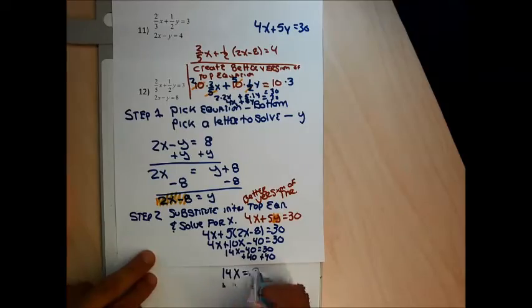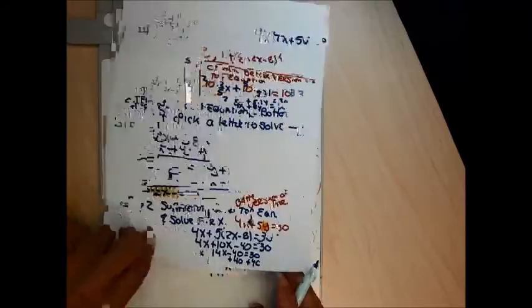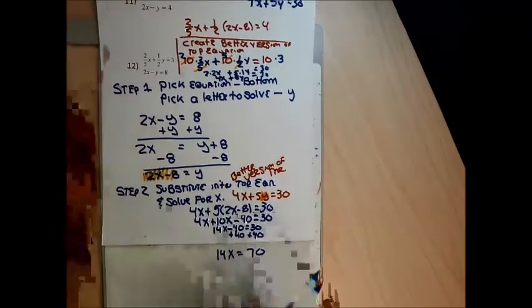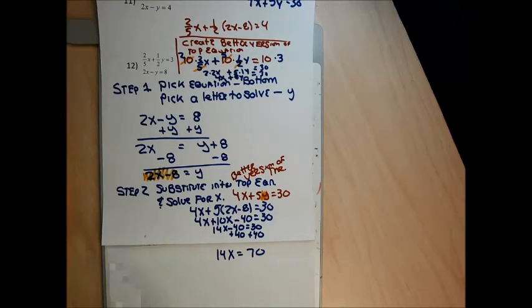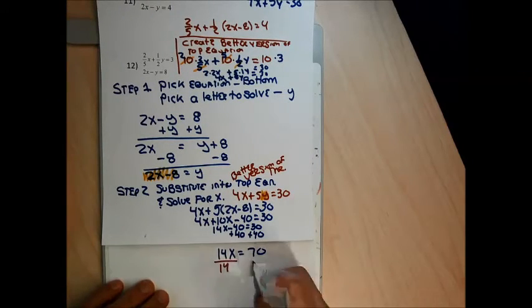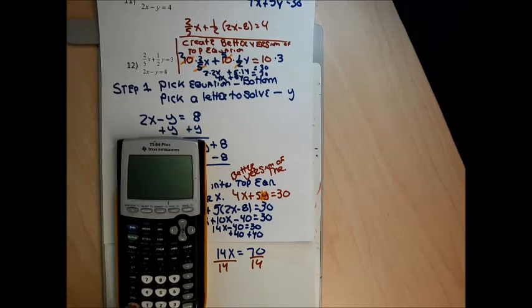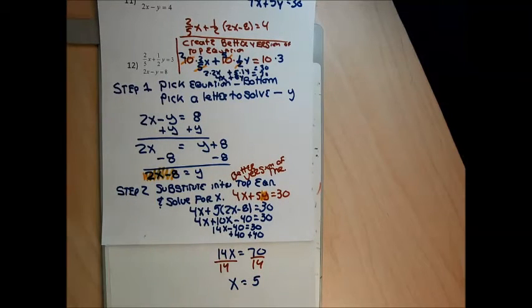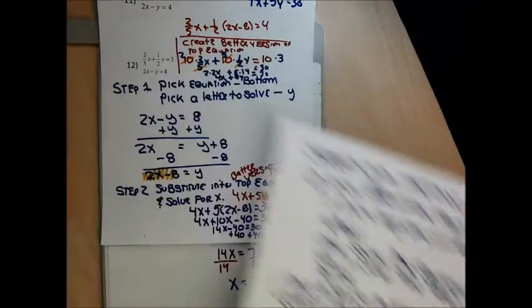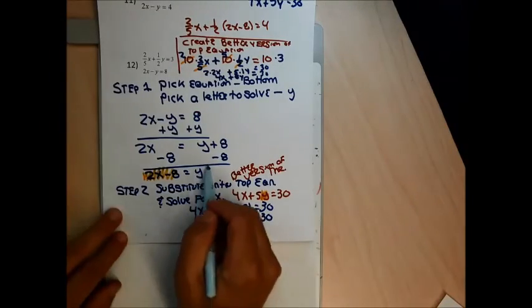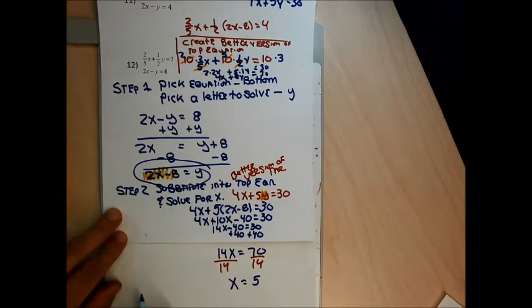Now I'm going to divide both sides by 14. I'm going to use my calculator because I think that comes out nice. So I'm going to go 70 divided by 14, and I get 5. That's really nice. So this is going to give me x equal to 5. Done with step 2, on to step 3, solve for the other letter. The best equation to use to solve for the other letter is that, but you can use any equation.